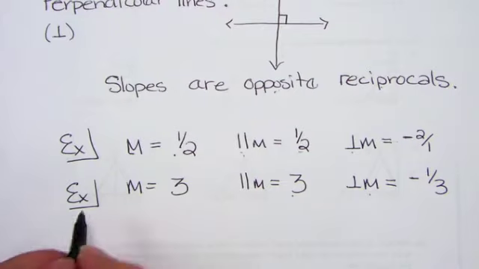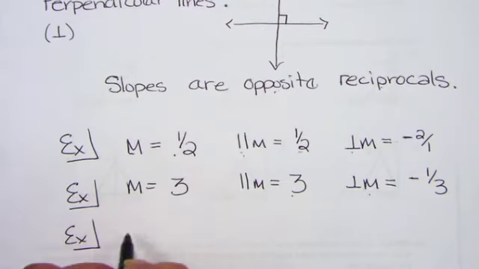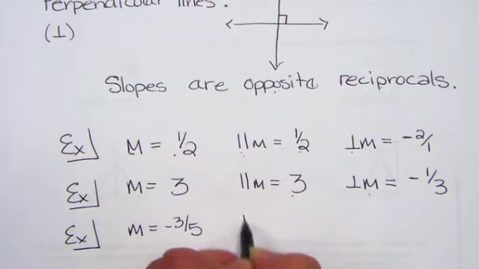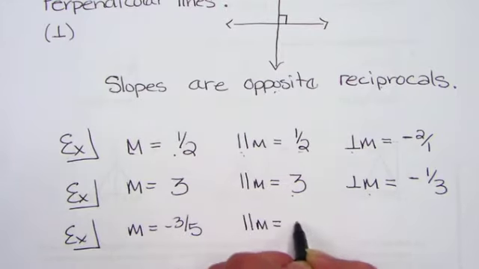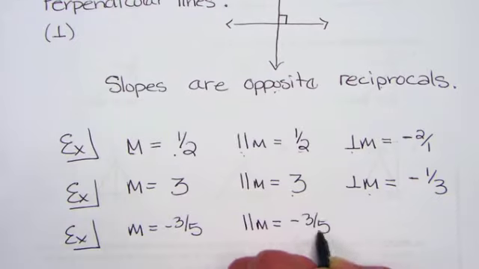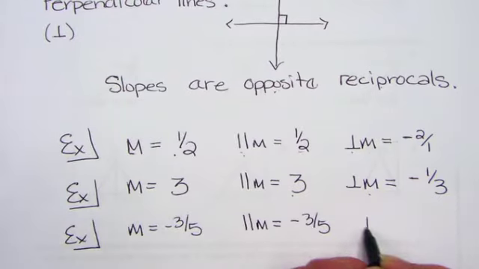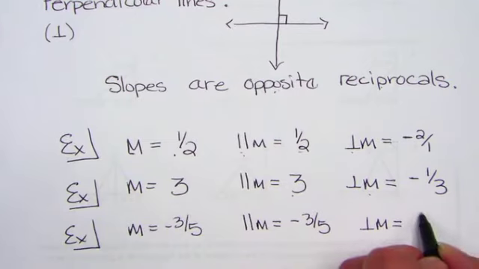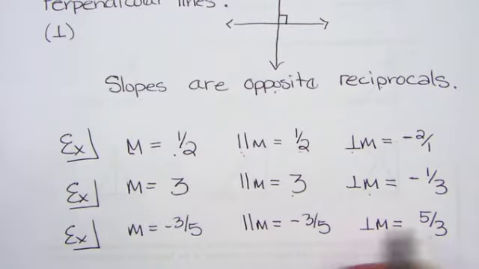Okay, let's look at one more. Let's say I have a slope of -3/5. A parallel line is going to have a slope of -3/5. A perpendicular line, the slope is the opposite reciprocal. Opposite of a negative is positive, and the reciprocal of 3/5 is 5/3.